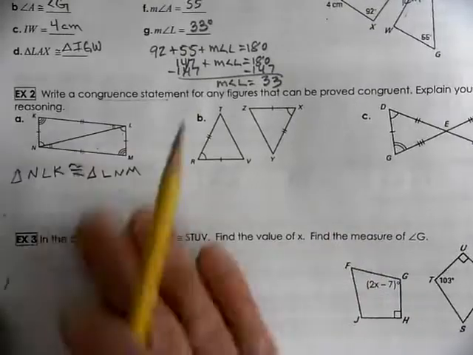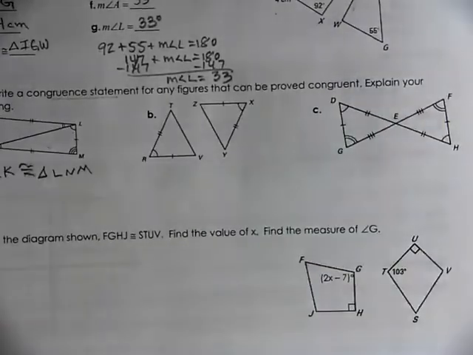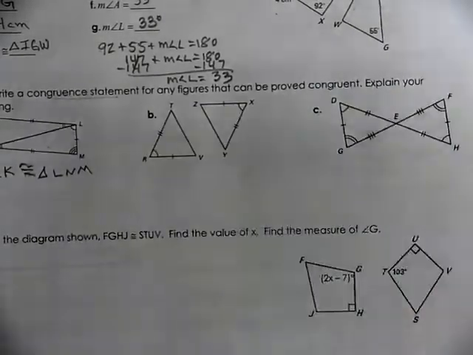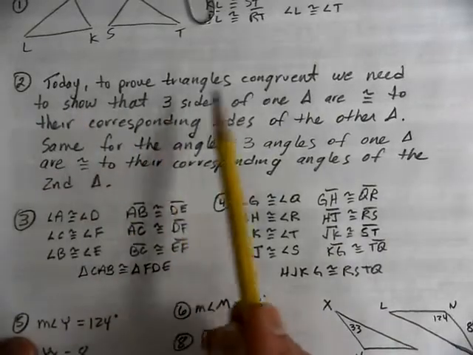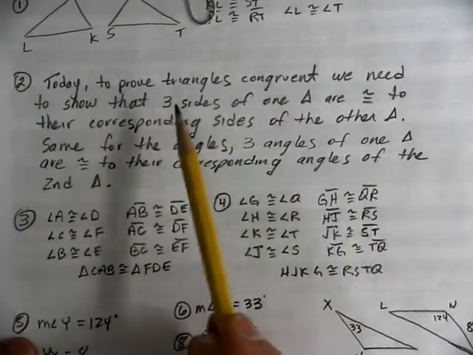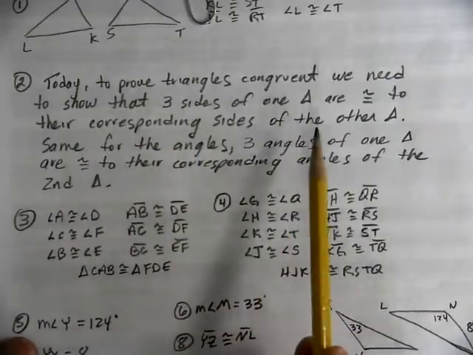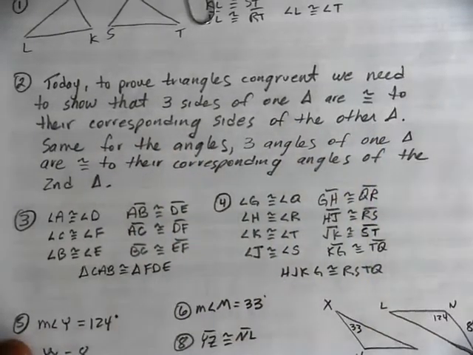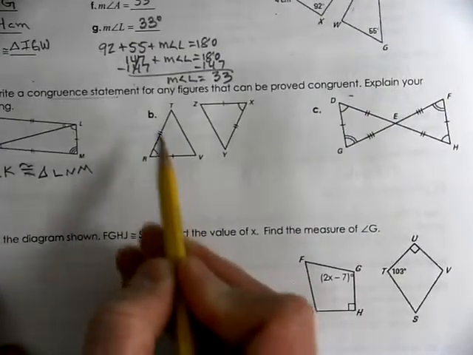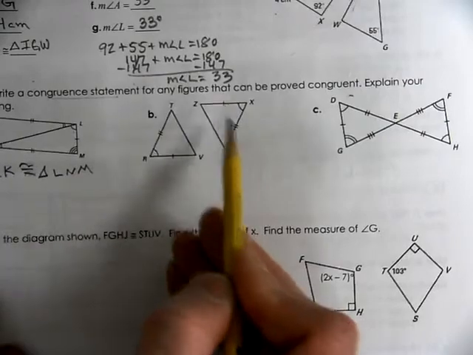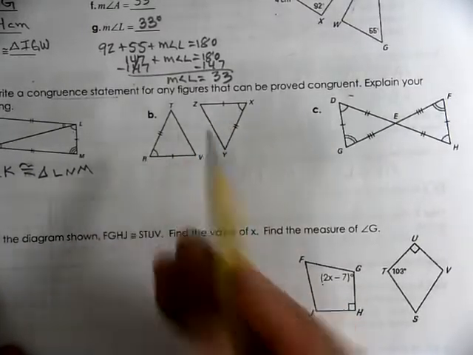This second example. As of today, the way that we prove triangles congruent, we need to show that 3 sides of one triangle are congruent to their corresponding sides of another triangle. Well, we don't have that. We only have 2 sides that we know compared to 2 sides of another triangle that we know. We don't have the third.